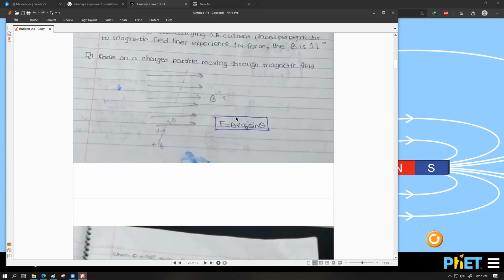Once again, the derivation of this equation is not given in your syllabus, so I'm not showing the derivation. If you're interested, I can direct you to the necessary literature where you can see the derivation of these things. It's possible. Stick to the class after the recording is done, after 9:30. So F equals BVQ sin theta is the force that this charged particle is going to experience.